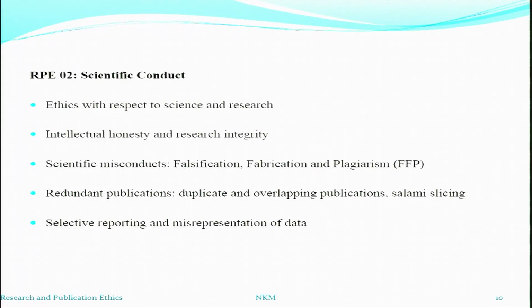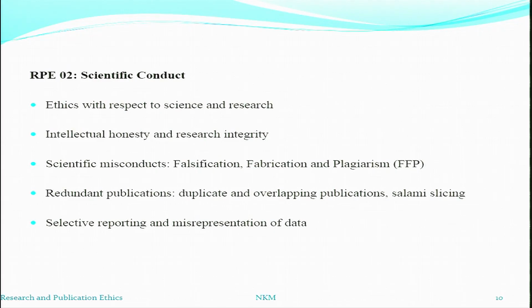Further, we move to the second unit, which is on scientific conduct, which is very important in research and development, because in scientific conduct we rely on objectivity, rationality, and an unbiased way of conducting research. So here we will try to understand how ethics has a great role with respect to science and research. What kind of role does ethics play in scientific research?